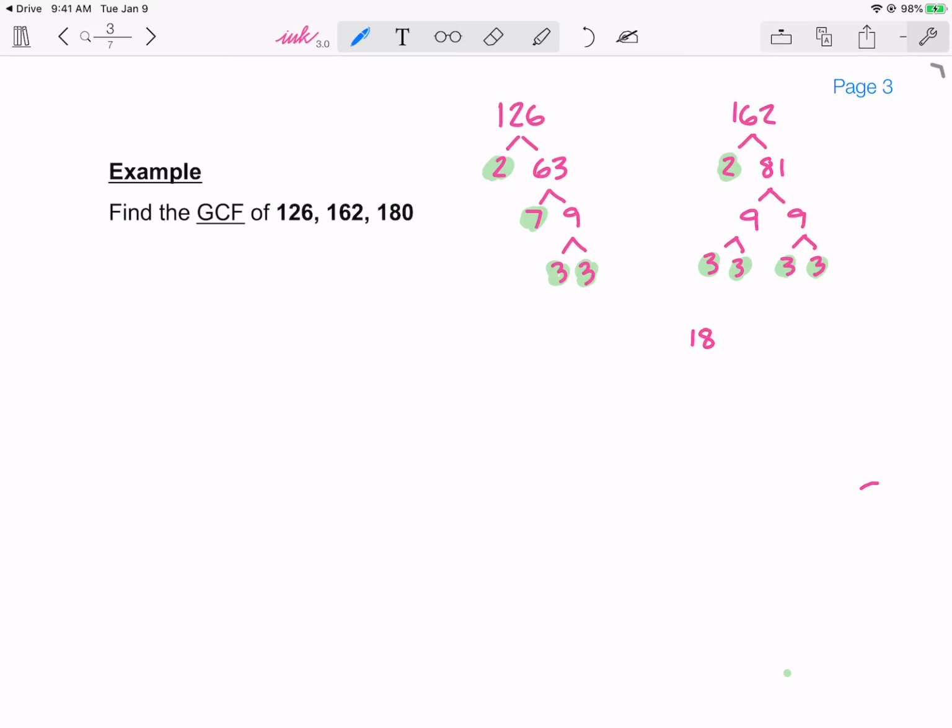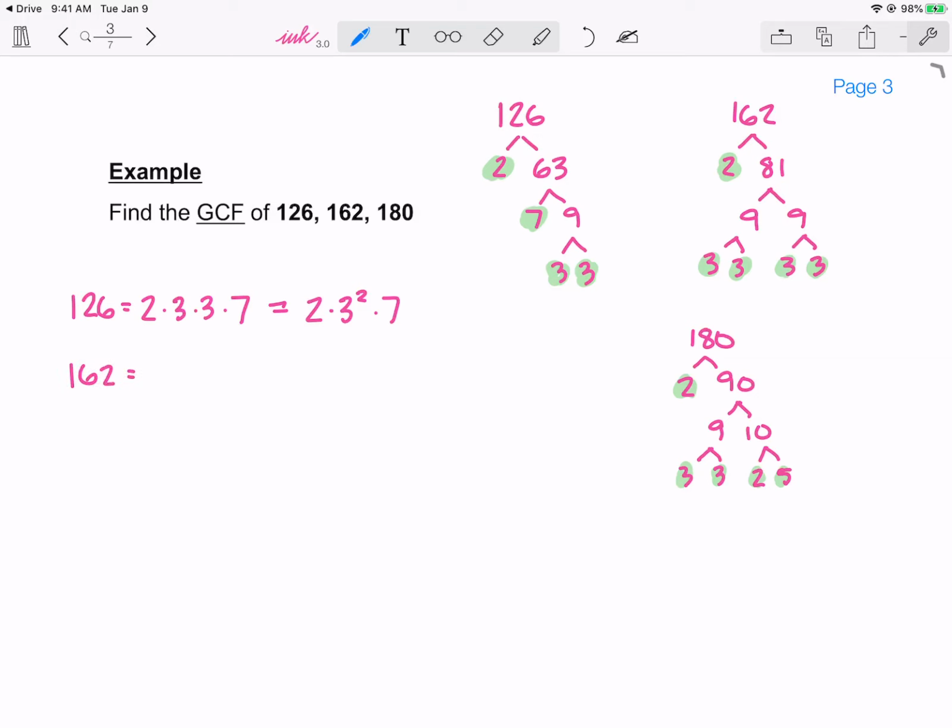And lastly, for 180, I know that it's 2 times 90. 90 is 9 times 10. 9 is 3 times 3, and 10 is 2 times 5. So I'm left with 2, 3, 3, 2, and 5. Let's write out what this looks like. 126 is equal to 2 times 3 times 3 times 7. You could also write this as 2 times 3 squared times 7. This is the prime factorization of 126.